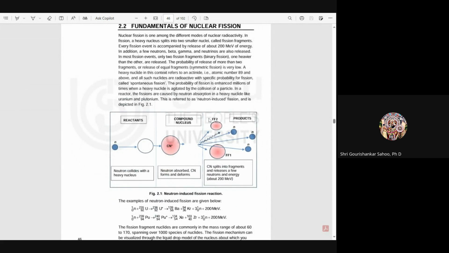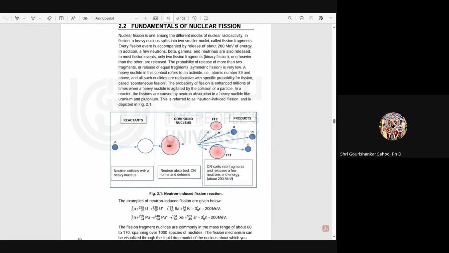So you know, nuclear fission is one among the different modes of nuclear radioactivity. In fission, as shown on the screen in figure 2.1, a heavy nucleus splits into two smaller nuclei, and these two smaller nuclei are called fission fragments. Every fission event is accompanied by the release of about 200 mega electron volt energy. In addition, a few neutrons, beta rays, and gamma rays are also released as products.